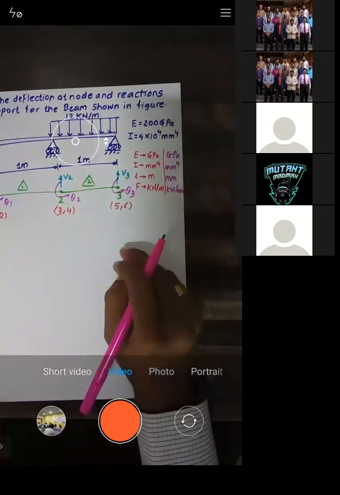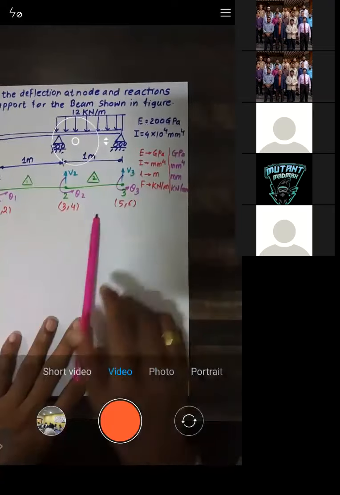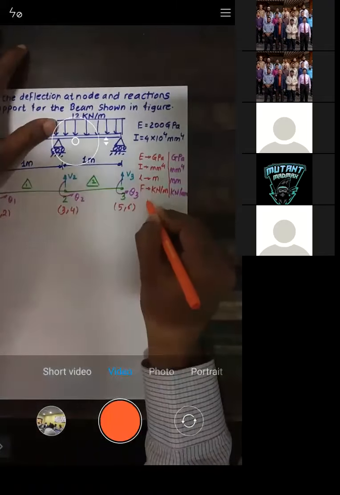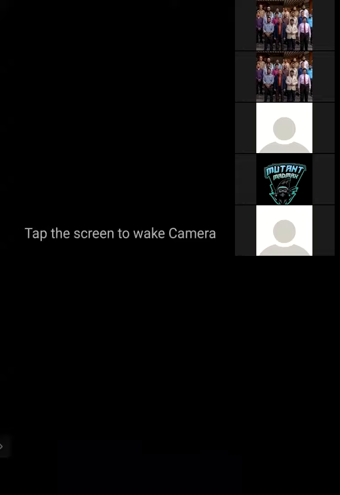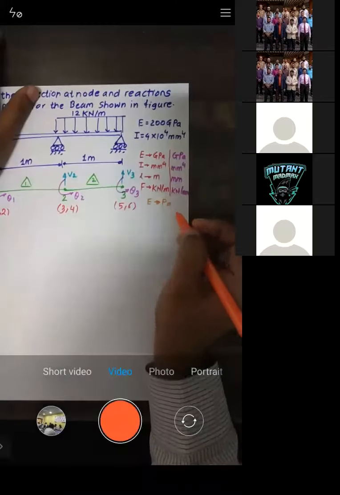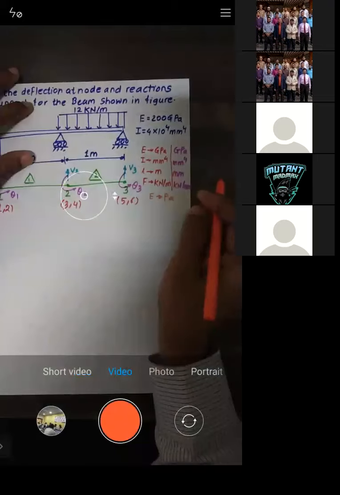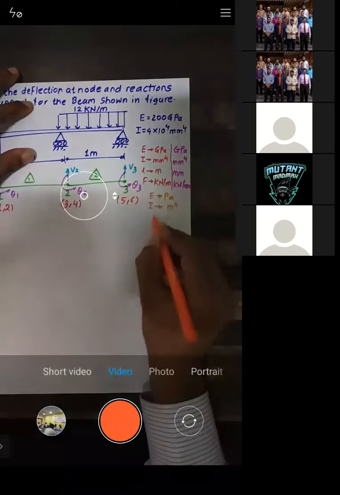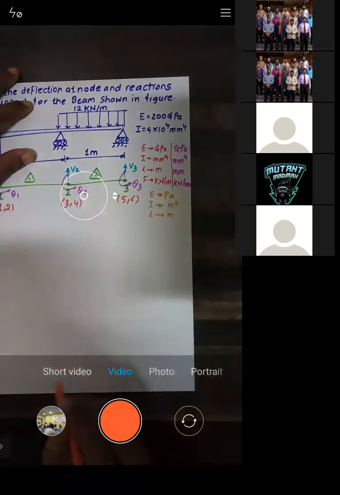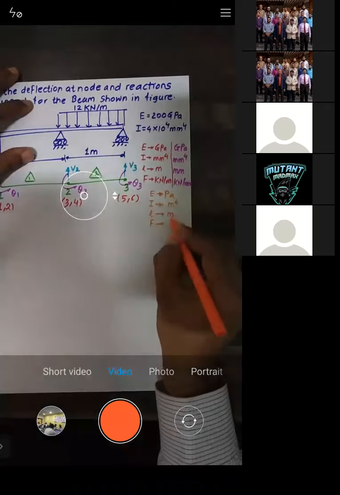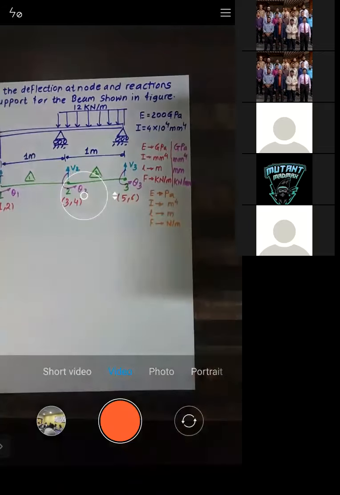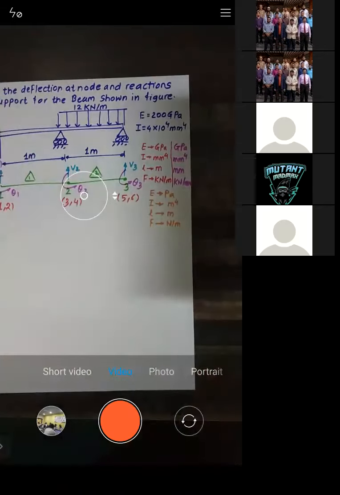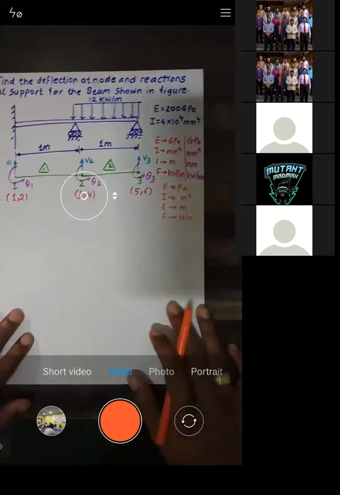Otherwise, there is also one more possibility. What we can do here is, E which is in gigapascal, we can convert into pascal. I which is in mm raised to power 4, we will convert into meter raised to power 4. Length which is in meter, we will keep in meter only. And the force which is in kilonewton, we will convert into newton per meter. So this way also we can do. We exercised this for the last problem. Is it okay?